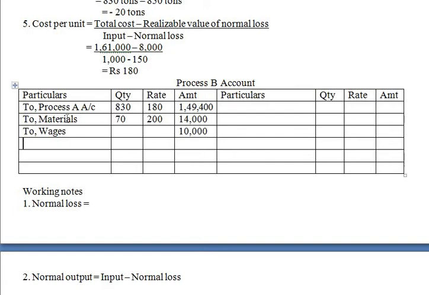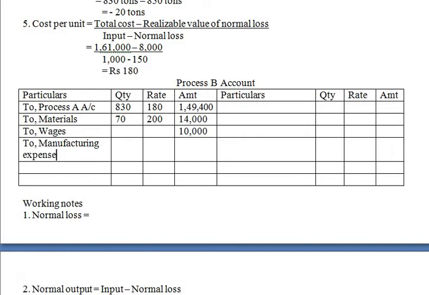Please do not just copy it. Go through the problem and see where wages they have given, where manufacturing expense is given. Manufacturing expenses 5,250. Okay, now again we need to find out abnormal loss. So it is 5% on input and 10% on scrap. 10% is scrap.